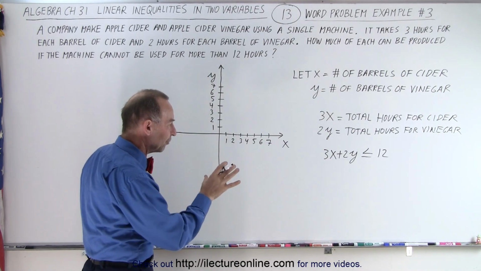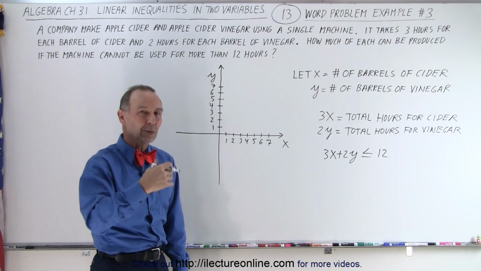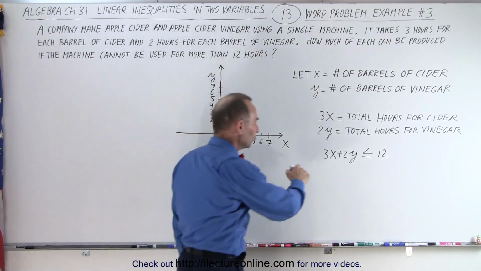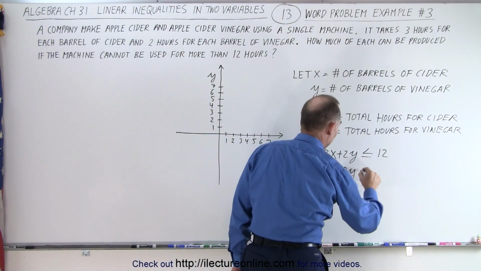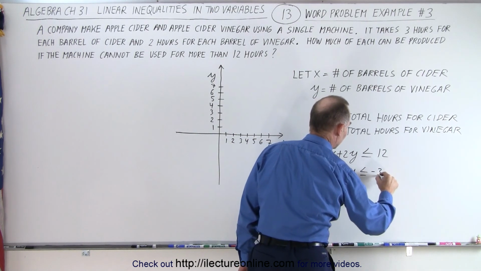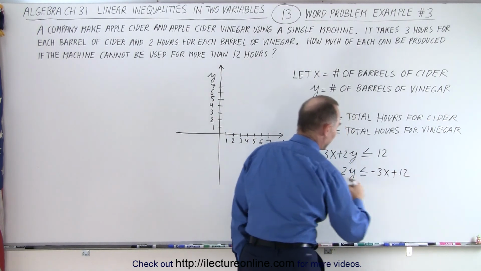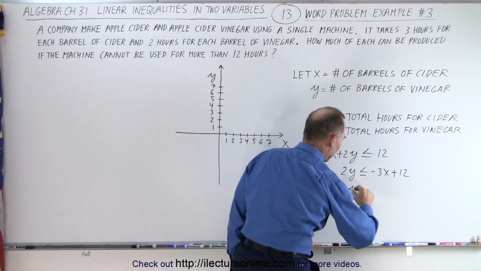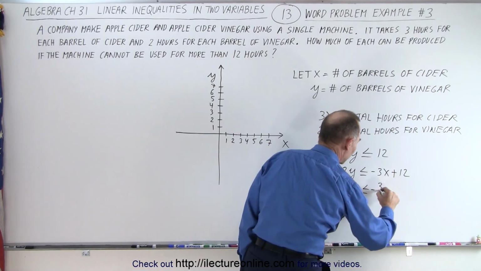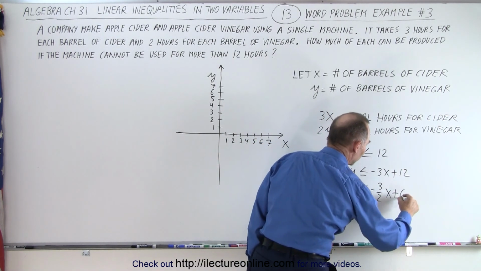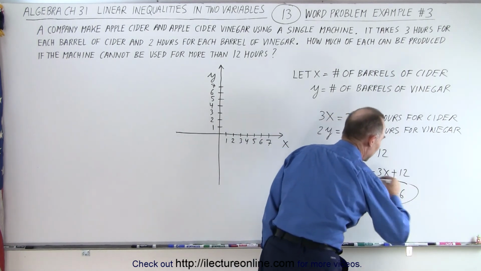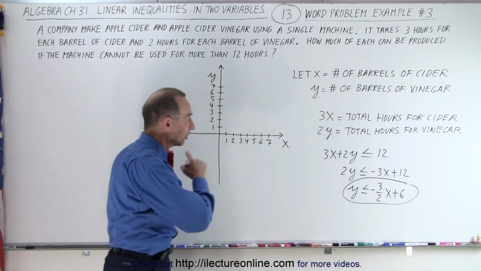Now we're going to solve for that, but first we want to put it in the y equals mx plus b form. So let's move the 3x across. We get 2y less than or equal to minus 3x plus 12. Now we divide both sides by 2. We get y is less than or equal to minus 3 over 2 x plus 6. And here's the inequality we're going to try to solve on our graph.